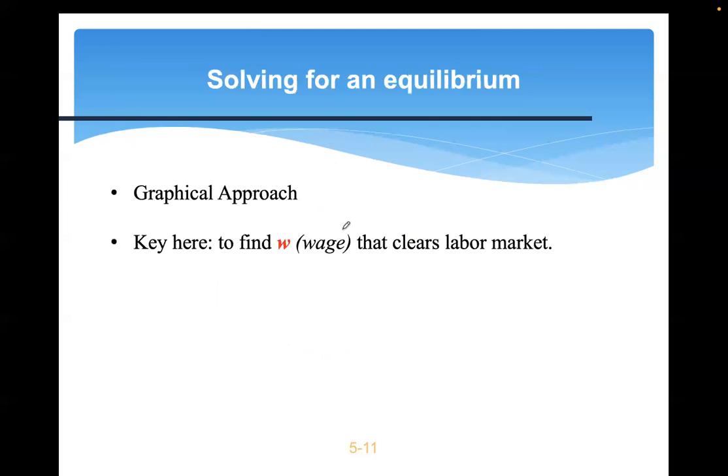All right, now we are going to solve for the equilibrium. The key in solving the equilibrium is to find the price, which is the wage, that clears the labor market. By the way, there are three market clearing conditions. One is the labor market, second is the capital market, third is the goods market.